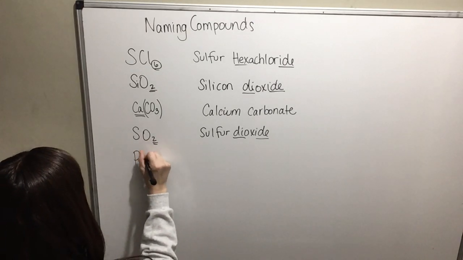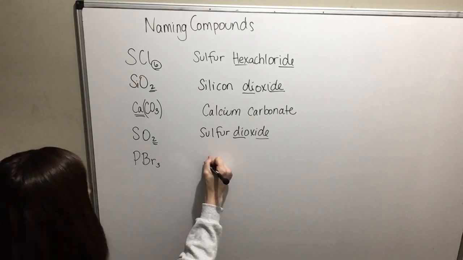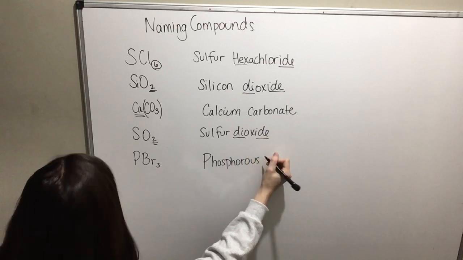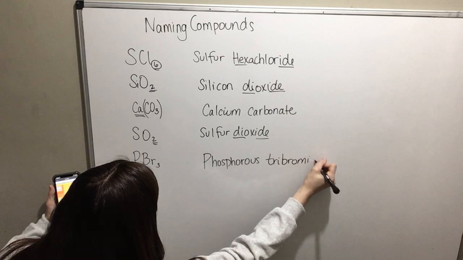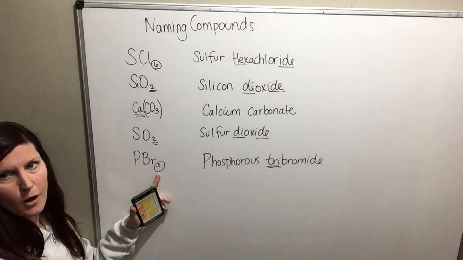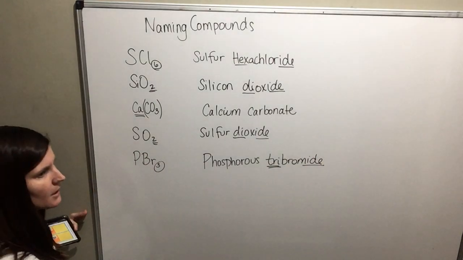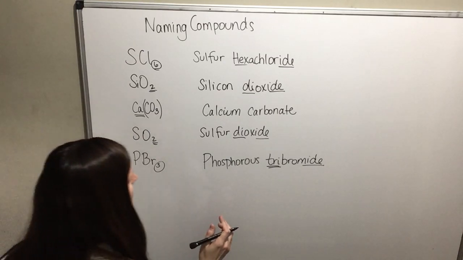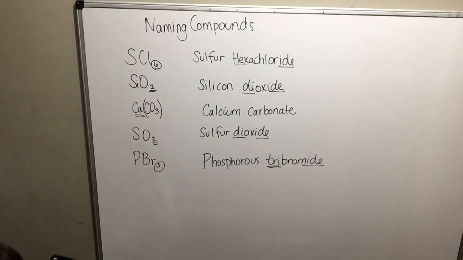PBr3. PBr3 is phosphorus tribromide. Tri because of the 3 for bromine, and then you add the "ide" because of the covalently bonded nonmetal nonmetal combination. I'm sorry, I said metal nonmetal, it's a nonmetal nonmetal combination.